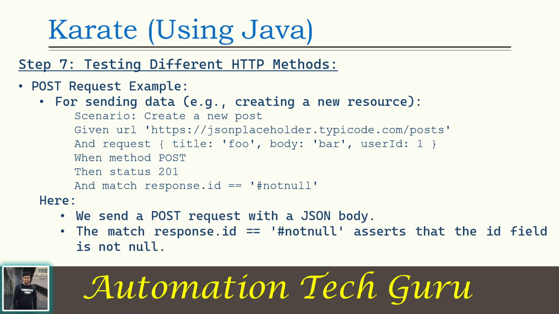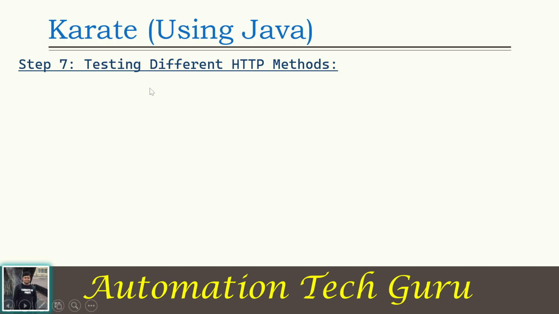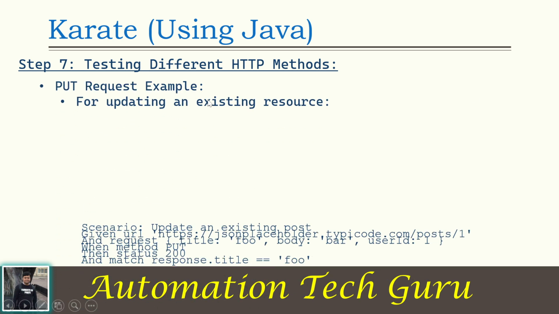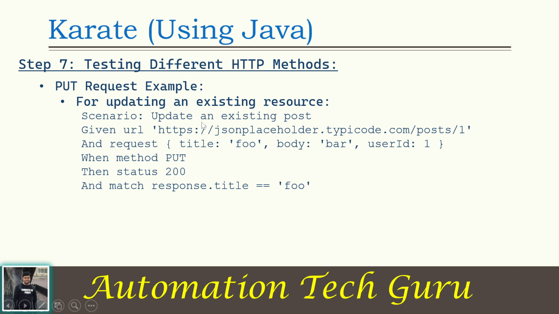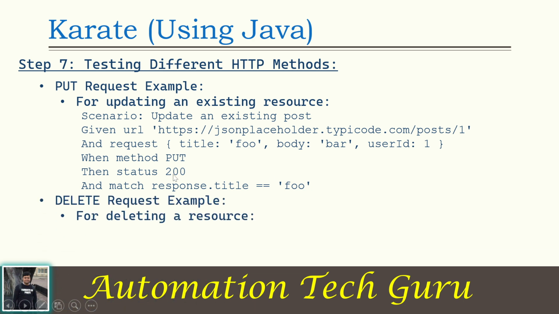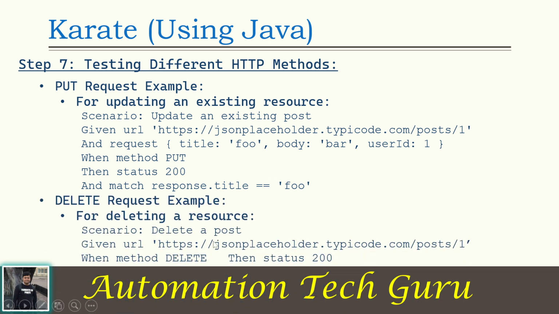We can send the post request with the JSON body, and then next is testing with a put request. So how can you do that? You can use this scenario: update the existing data, title, request, method is put, and title will be this. For delete also you can use delete a post, pass 1, and then method is delete.